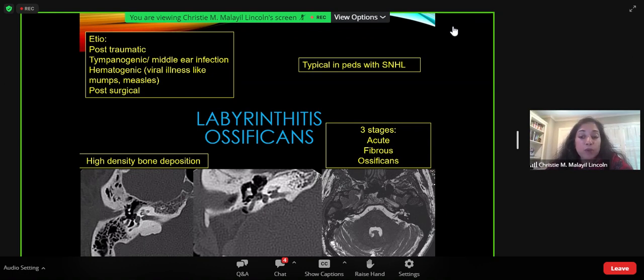And you need to be specific about where the abnormality is because it helps the ENT surgeon with surgical planning, especially for cochlear implantation. And one thing you need to be aware of is that on CT imaging, the findings lag behind MR imaging in the detection of labyrinthitis ossificans.